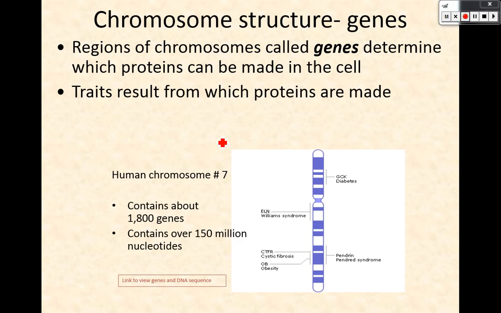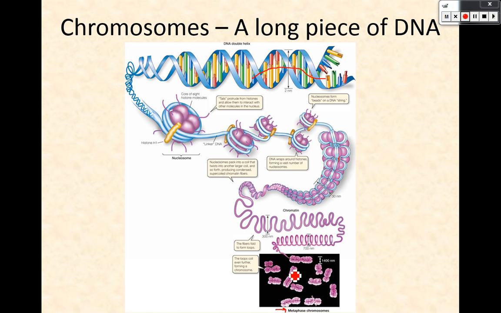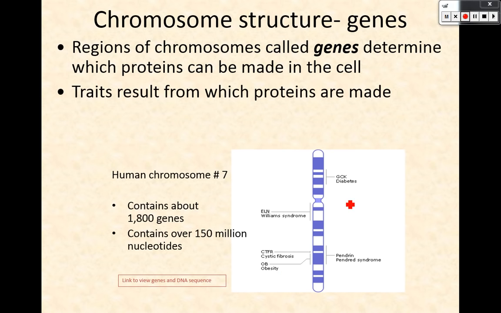Alright, so looking in a little more detail at the chromosome structure, I want to look at genes. There are regions of chromosomes that are called genes. So this is like one long chromosome. This is chromosome number 7. If you were to look at it under a microscope, kind of going back to here, you don't see different colored bands on this. This is just our modeling of those genes.